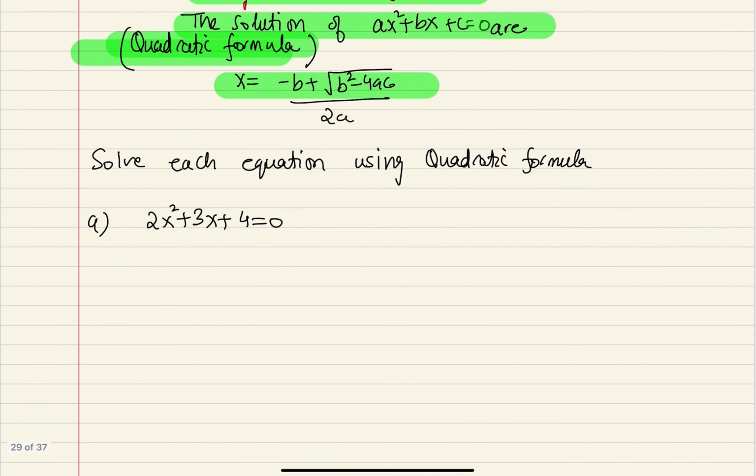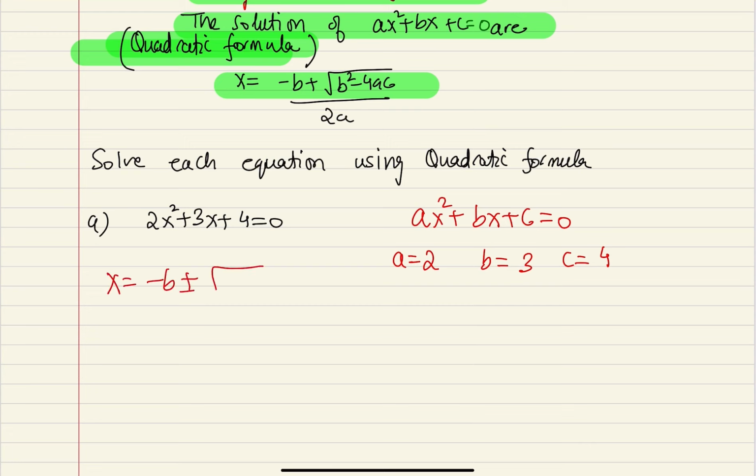2x squared plus 3x plus 4 equal to 0. The very first step is that it has to be in the form ax squared plus bx plus c equal to 0. And we're going to find out what a is, what b is, what c is. Keep in mind the signs go with them. So if there's a negative sign, that's going to stick around with it. So I have my a, b, and c. I'm going to go ahead and plug every a, b, and c into my quadratic formula and simplify.